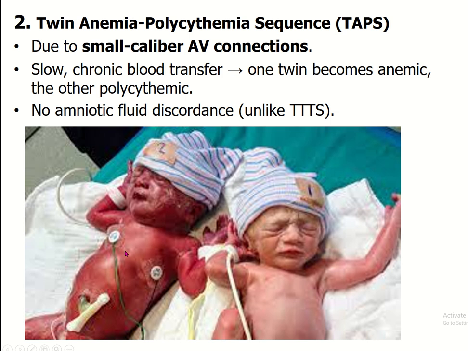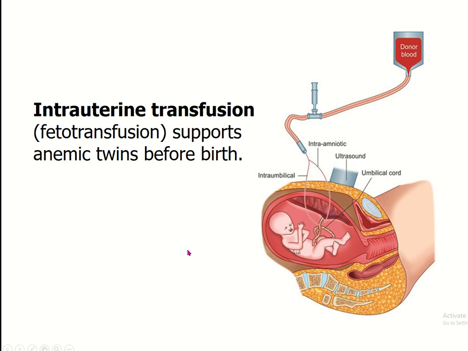Twin anemia polycythemia sequence is due to small caliber AV connections, with slow chronic blood transfer. One twin becomes anemic, the other polycythemic. No amniotic fluid abnormality is seen here. Treatment: intrauterine blood transfusion.